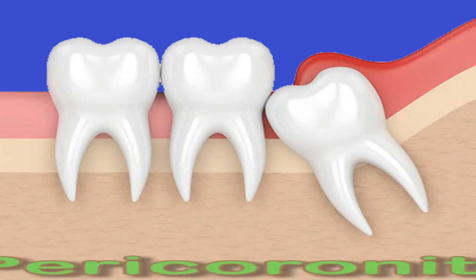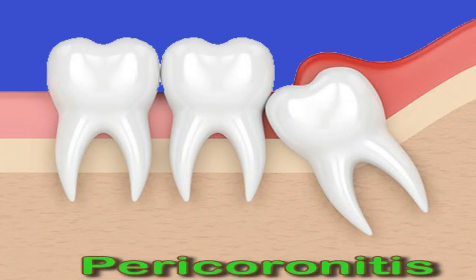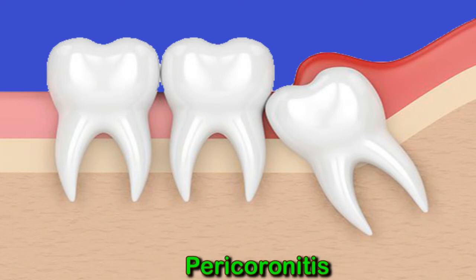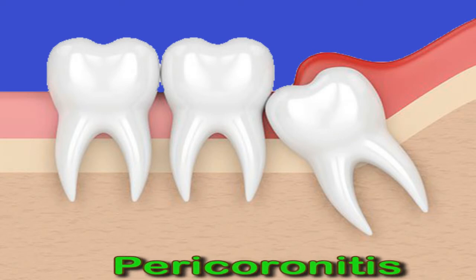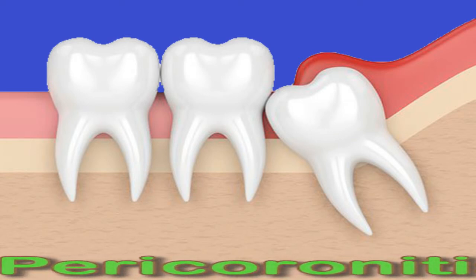Pericoronitis is inflammation of the gums around a tooth that has only partially emerged. Third molars or wisdom teeth are most commonly affected. Pericoronitis can sometimes cause intense pain.